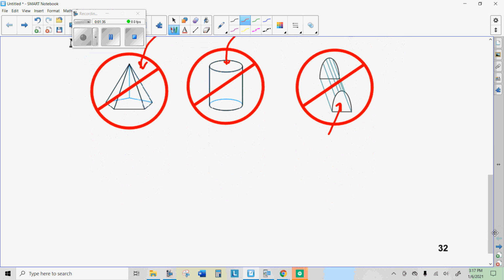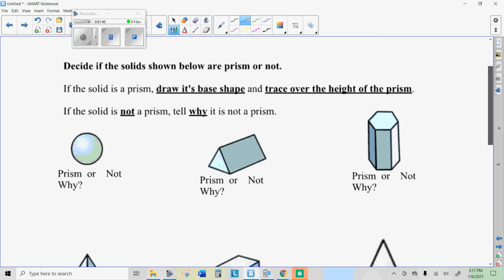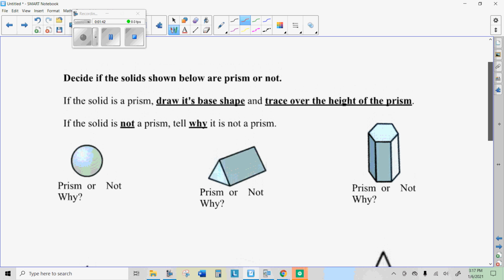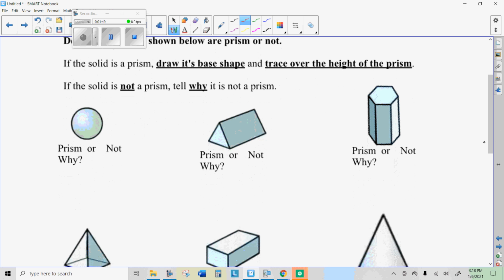Okay, so we're going to do a little exercise here where you are going to decide whether it's a prism or not, and explain why. I'll do the first one for you, and then I'll let you go. I'm going to say no.